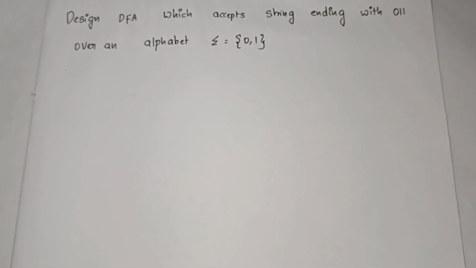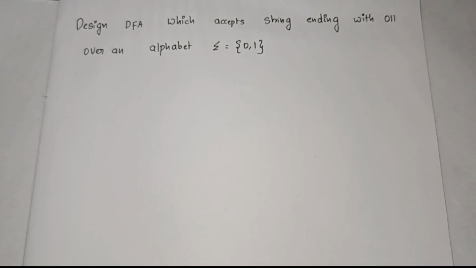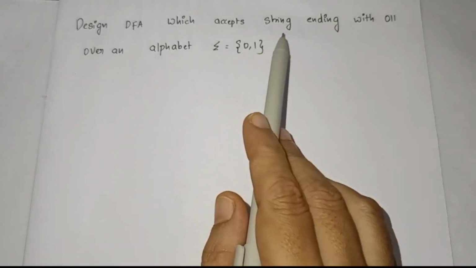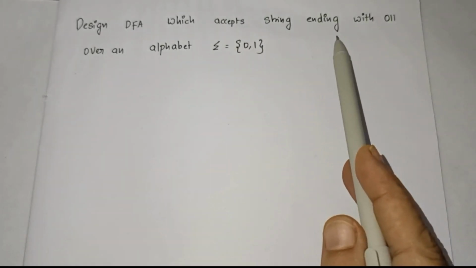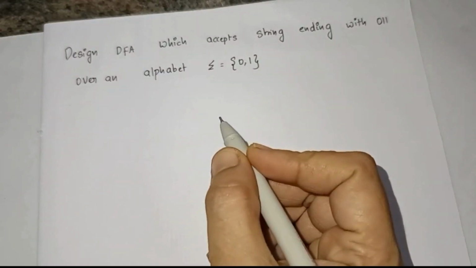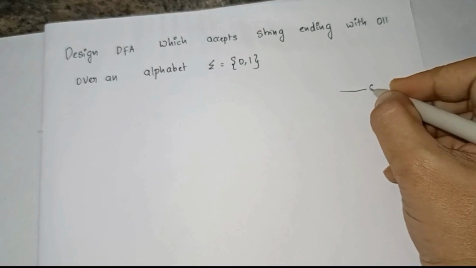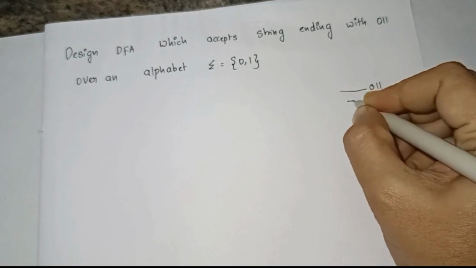Good afternoon, everyone. Today we are going to discuss the next problem, that is designing the DFA which accepts the string ending with 0, 1, 1 over an alphabet sigma equals 0, 1. Okay, so which accepts the string ending with 0, 1, 1. By seeing this question, we can understand that any string ending with 0, 1, 1 should be accepted.